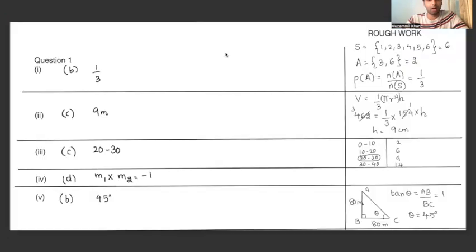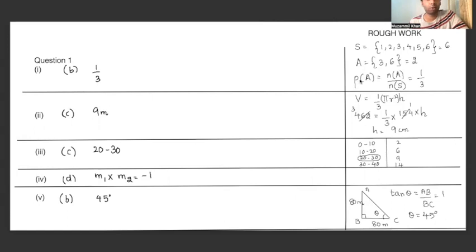Okay, so let's start. Question 1, the answer is B, which is 1 upon 3. It was a question which involved throwing a dice, and we had to determine the probability of getting a number that's divisible by 3. In the rough column, I have indicated the sample space, which is a set of the total number of outcomes, the outcomes from 1 to 6. And then I've defined a set A, which only includes the numbers that are divisible by 3. So they are 3 and 6.